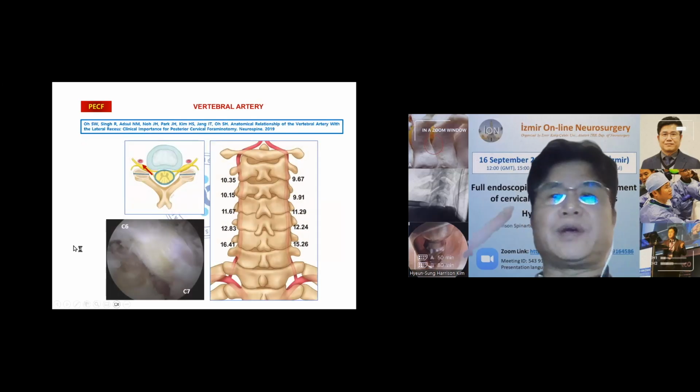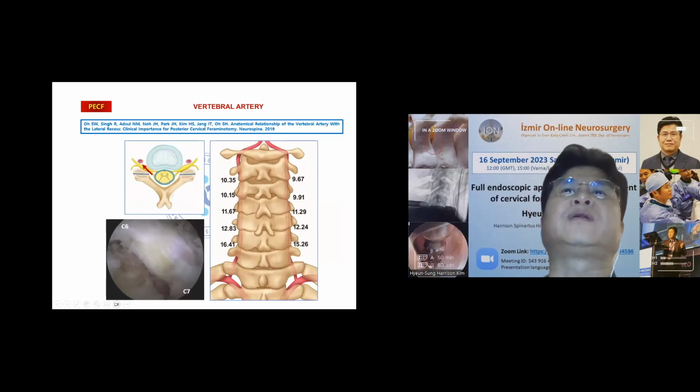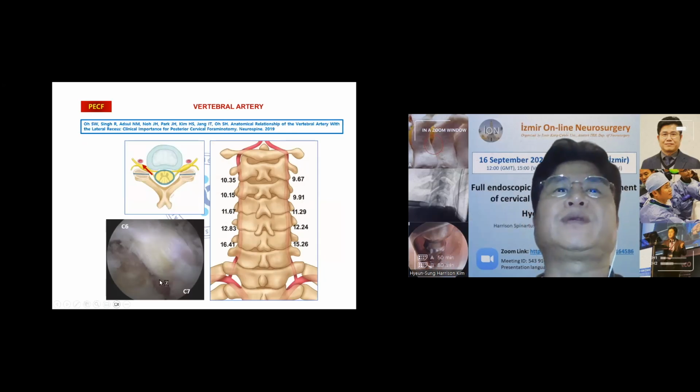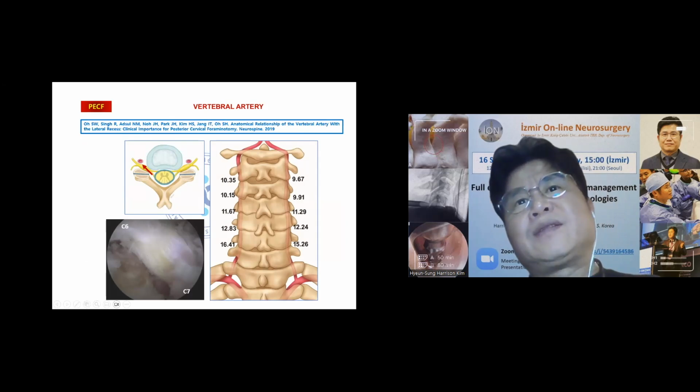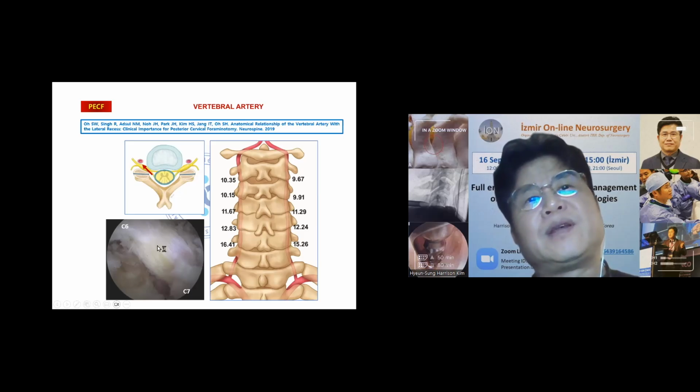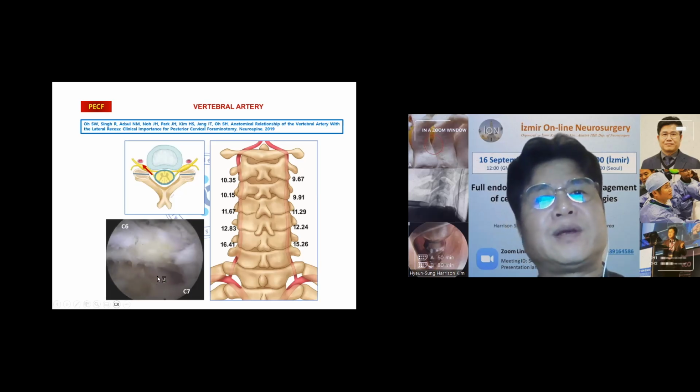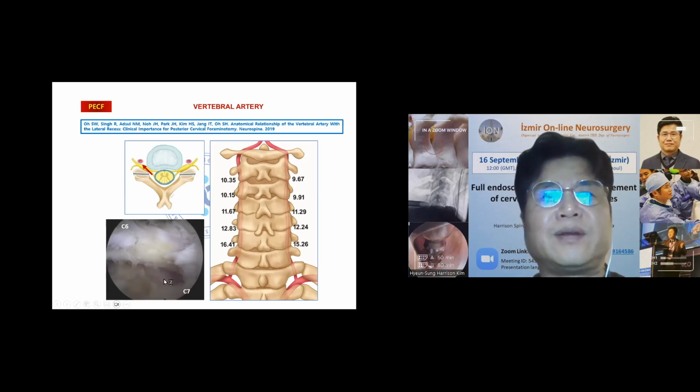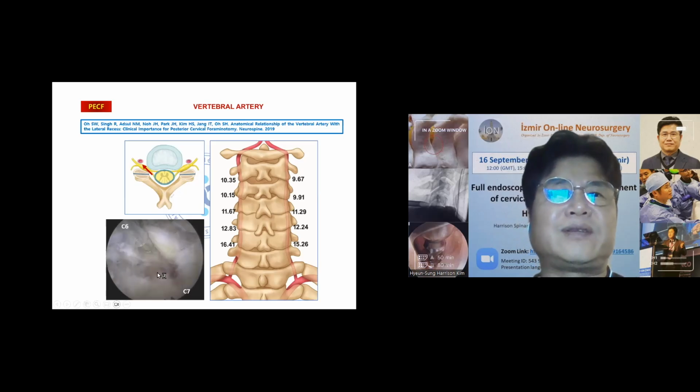And another important anatomical relation is the vertebral artery. You can see here, the vertebral artery in the posterior area, where we do the cervical foraminotomy. If we do the foraminotomy very aggressively, very close to the vertebral artery, you can see here, this is actually not a human being. Anyway, after sufficient foraminotomy, you can see some red colored area. This is the vertebral artery.